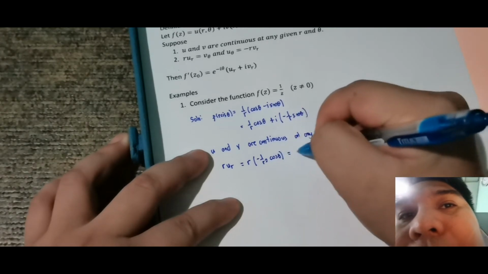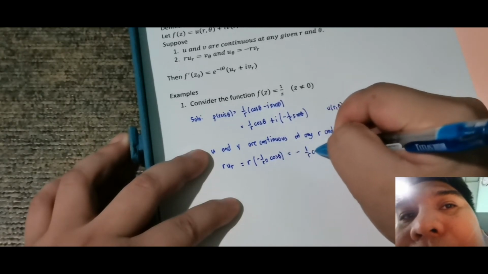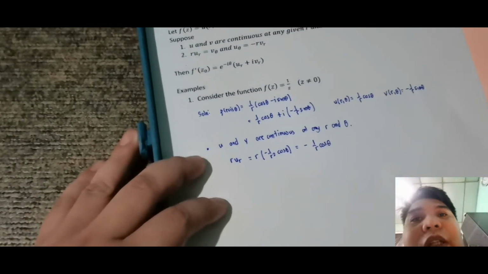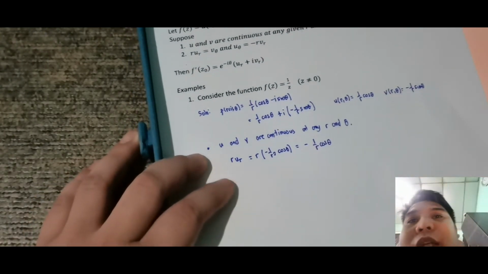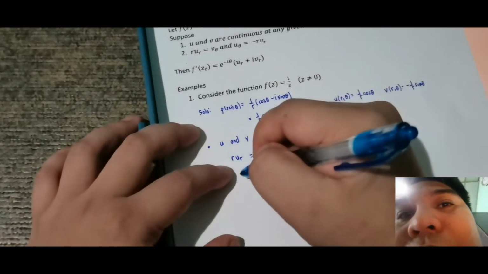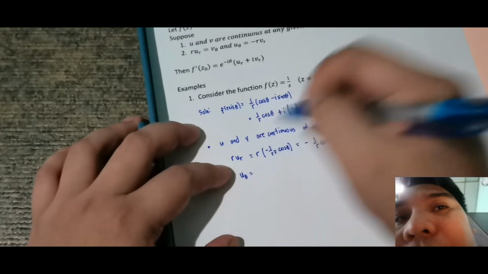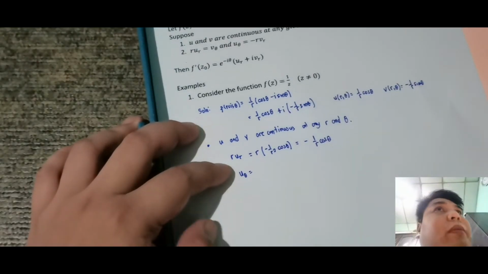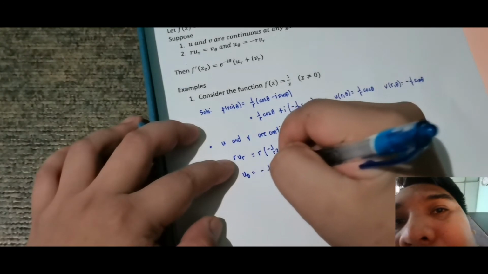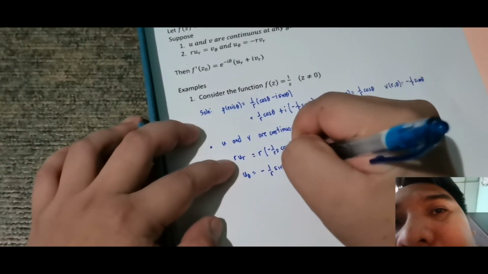Okay, so therefore this is equivalent sa negative 1 over r cosine theta. Okay, next kunin ko naman yung partial of u with respect sa theta, kasi kailangan din yun. So partial of u with respect sa theta is equivalent sa, yung derivative ng cosine is negative sine. So this is negative 1 over r sine theta.